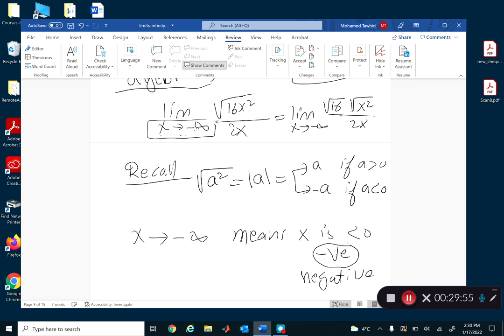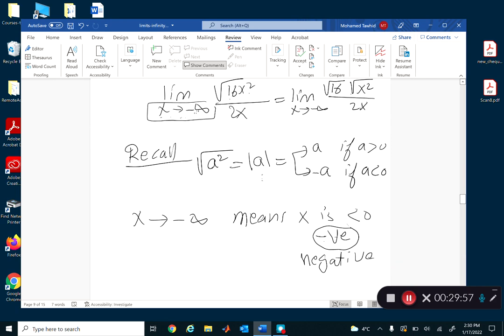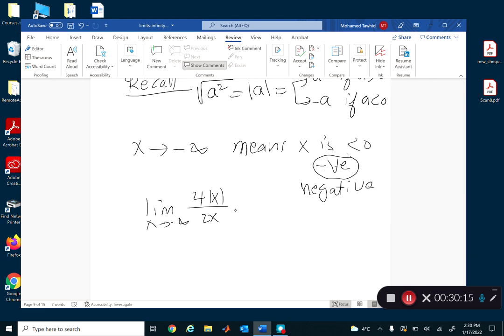So here, guys, I return back to this problem. What is the square root of 16? You get your limit x close to minus infinity. The square root of 16 is 4. The square root of x squared should be the absolute value of x, divided by 2x. But what is the absolute value of x here, guys? It could be positive or negative, depending on x. What do you know about x? Close to minus infinity means it's negative. So instead of the absolute value of x, I am going to replace that by negative x. So you have 4 times negative x, the whole thing divided by 2x.